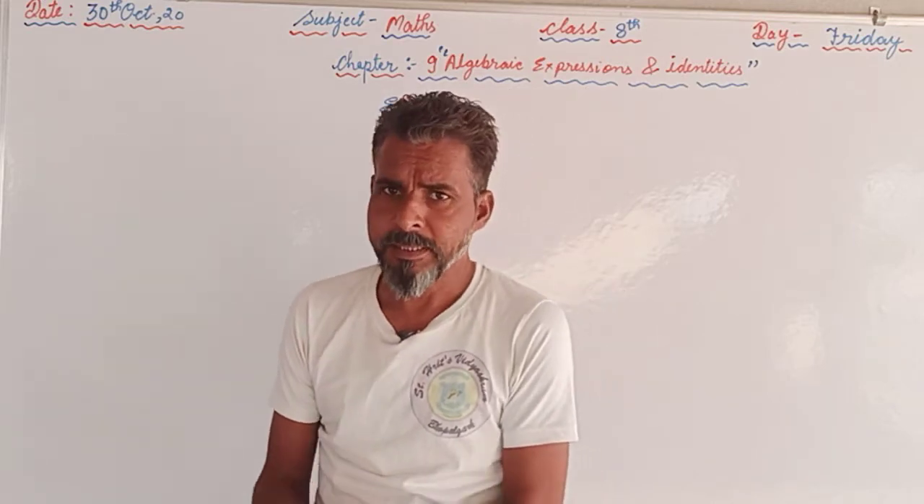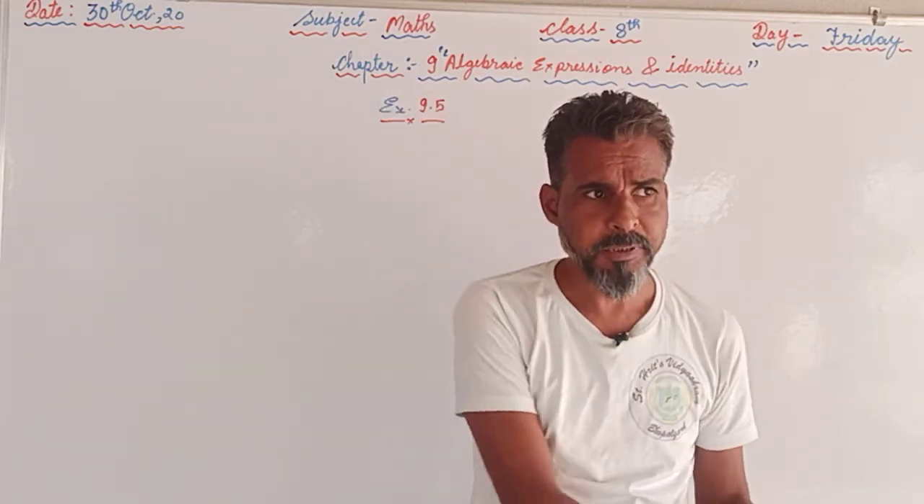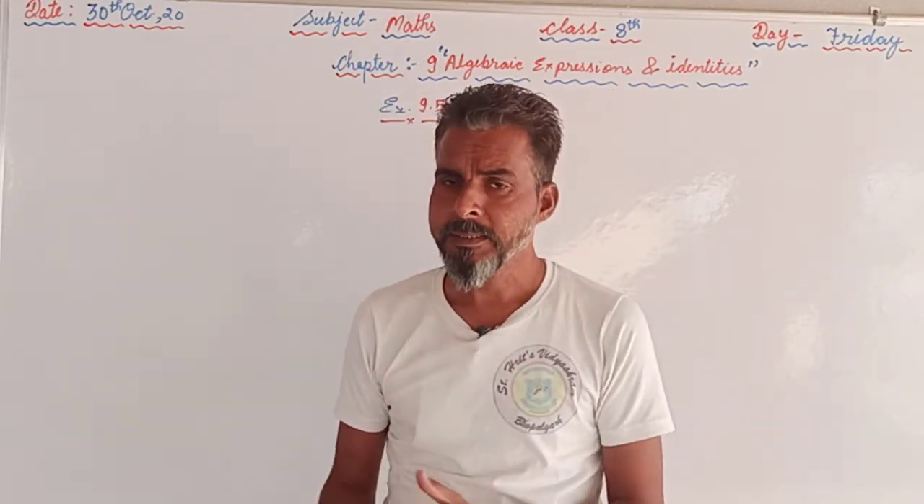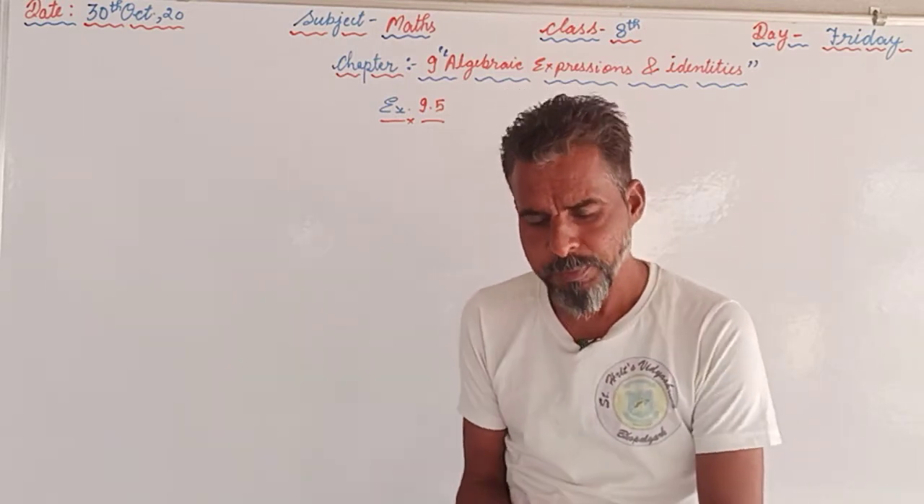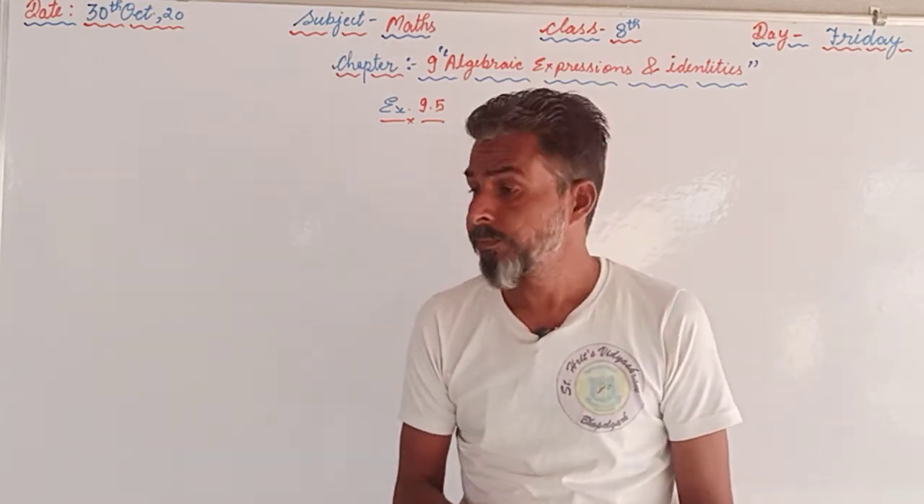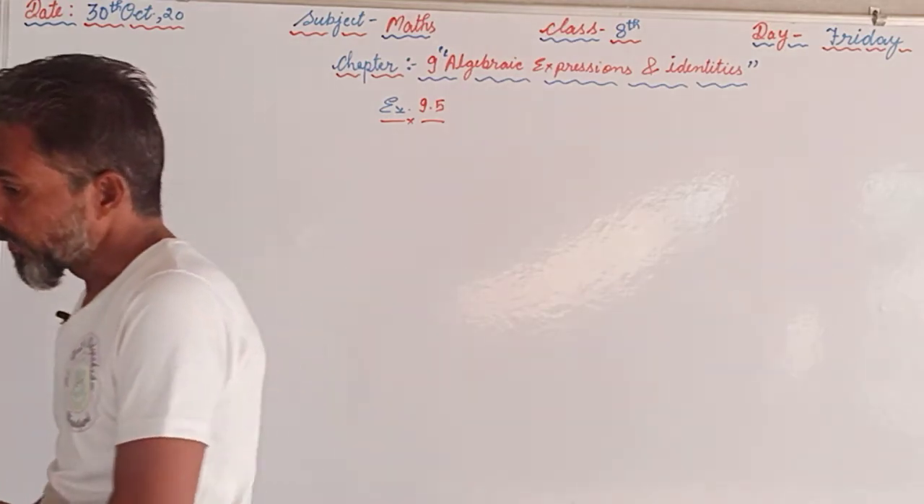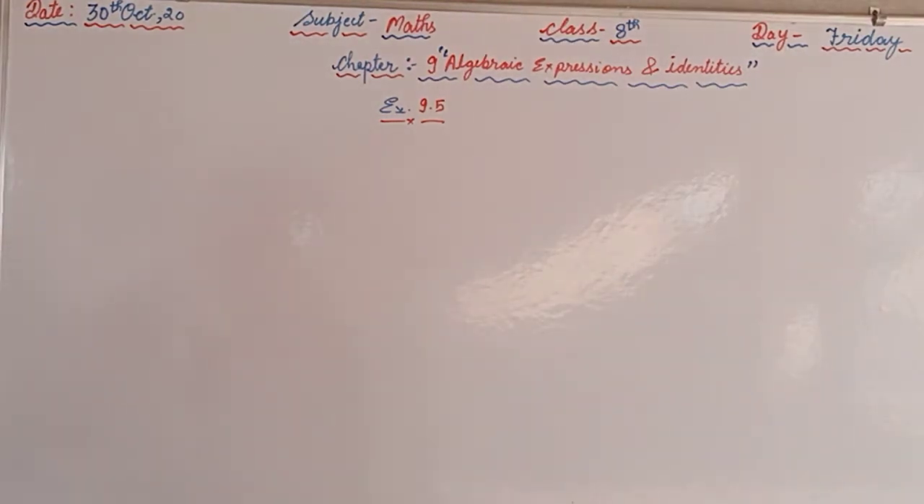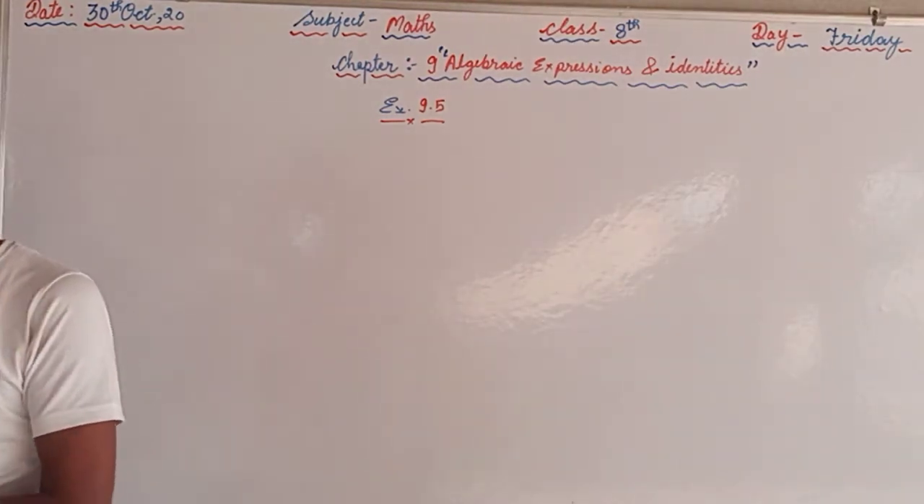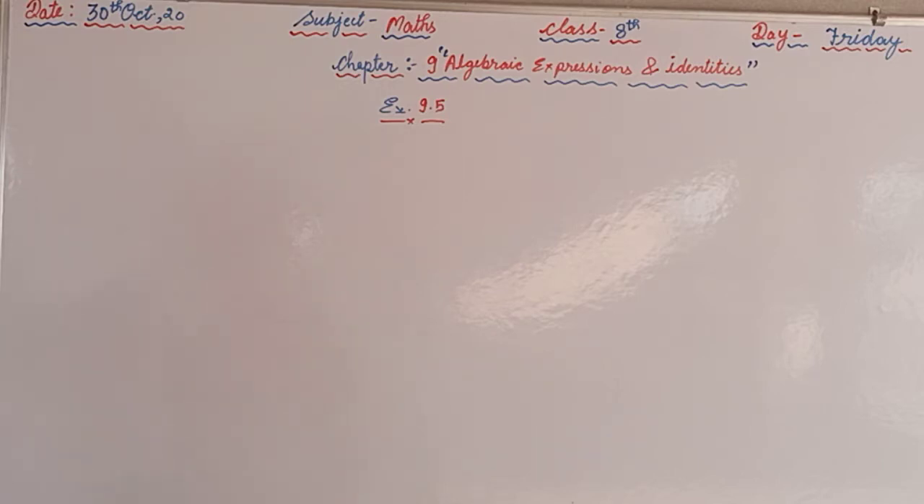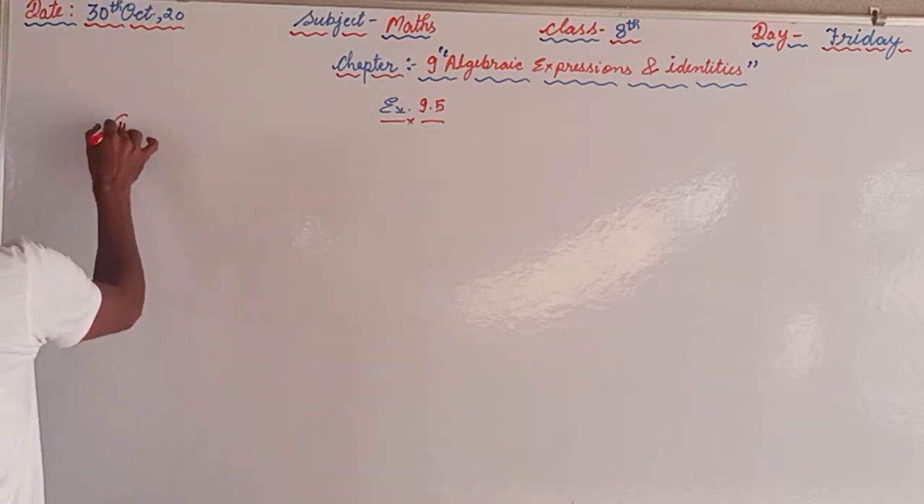This video is for class 8th and the subject is maths, and we are continuing the same chapter, chapter number 9, and the name of the chapter is algebraic expressions and identities. Yesterday we already started exercise 9.5 and completed the questions up to question number 3. So today we will start with question number 4.